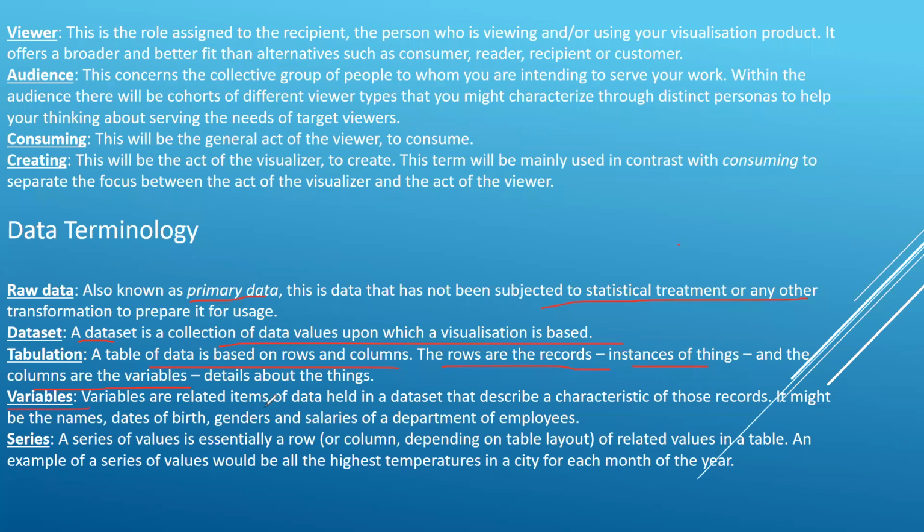Variables are related items of data held in a data set. They describe the characteristics of the record. They can be names, dates, genders, or even salaries, or even prices, as we just saw. A series is a series of values. Essentially, it's a row of related values in a table. An example of this series would be the highest temperature in a city for each month or each year. So we are talking about the peak one right here.